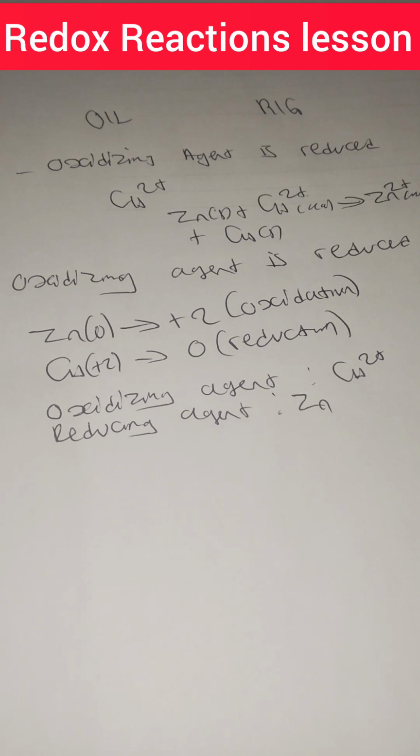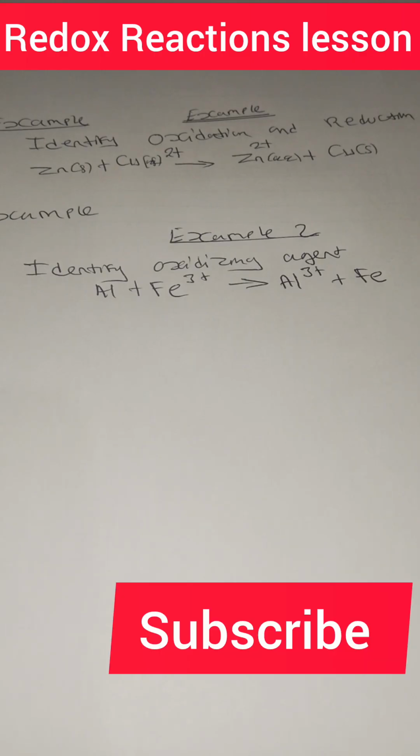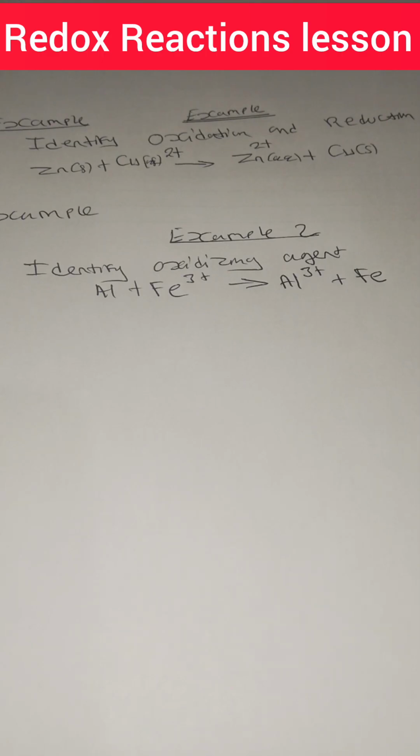Now let's try example 2. This one they are asking, identify the oxidizing agent. As we said earlier, what's an oxidizing agent first? An oxidizing agent is the one that is going through reduction. So the one that will be going through reduction, that is going to be reduced, is what we are going to call an oxidizing agent.